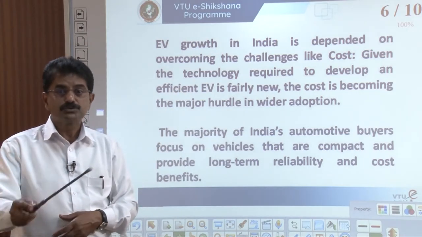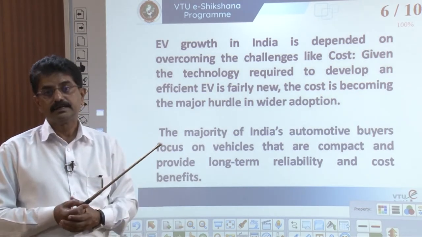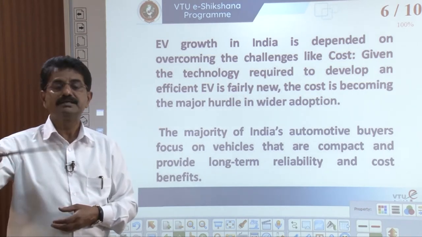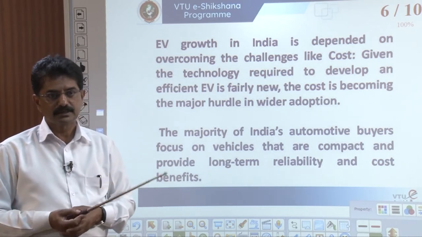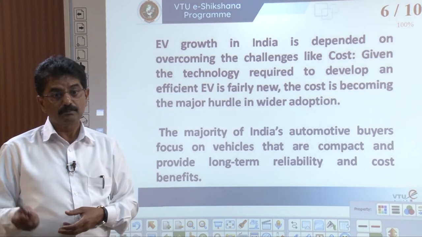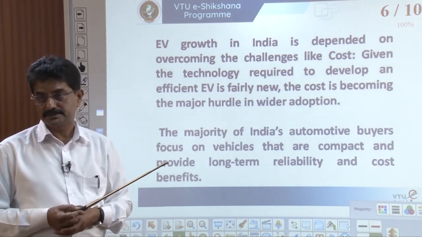Therefore, we have to switch over to a battery. There is a single battery. In case we go for a single battery, what is the cost? Therefore, there are some disadvantages. We need to eliminate these disadvantages. The majority of India's automotive buyers focus on vehicles that are compact and provide long-term reliability and cost benefits.